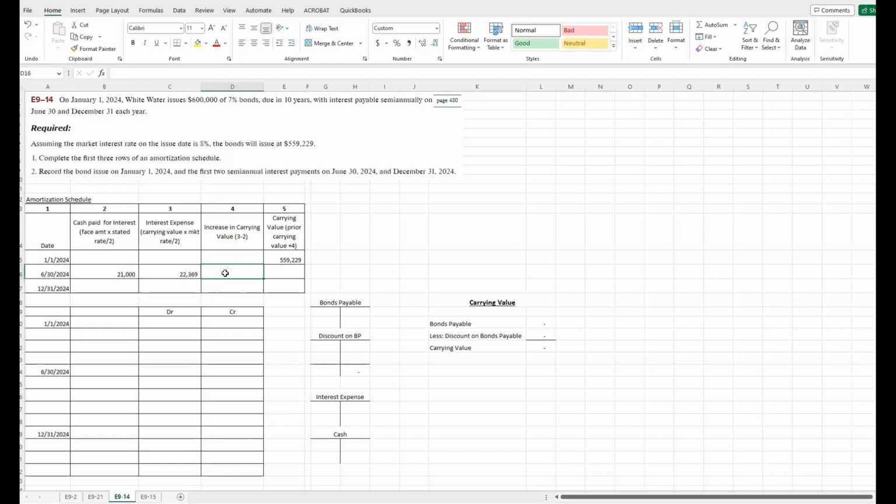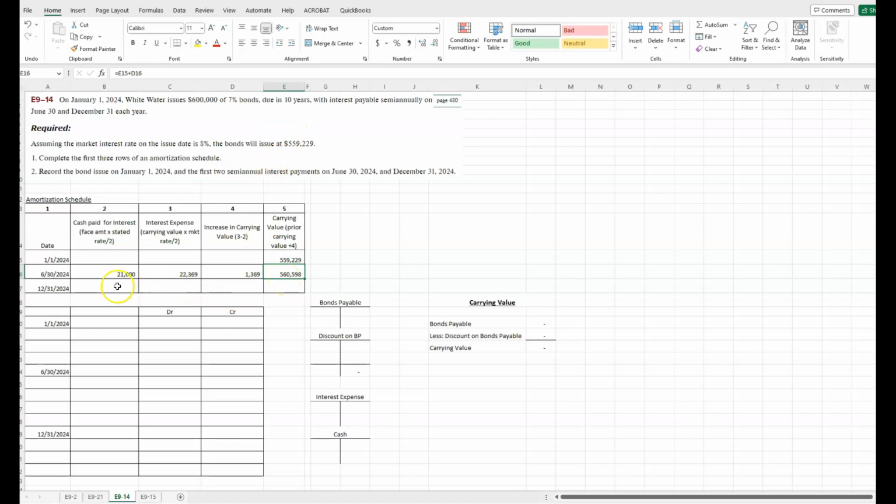That difference is how we're amortizing that discount on bonds payable. So we're going to take the difference between these two, and just note that this is an actual absolute difference. It's not a negative or positive number. It's just the difference between these two, always in a positive. This will increase our carrying value. So we're going to take the 559 and we're going to add that difference, and I'm going to bring it up to 560. The goal is to get the carrying value up to 600,000 by the end of the 10 years.